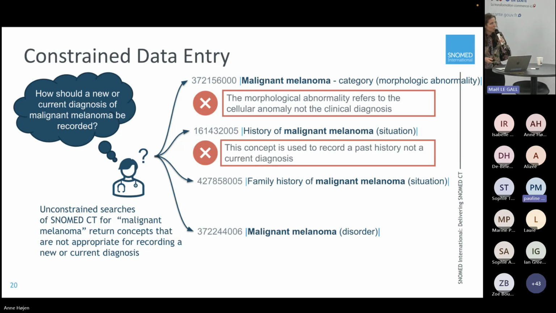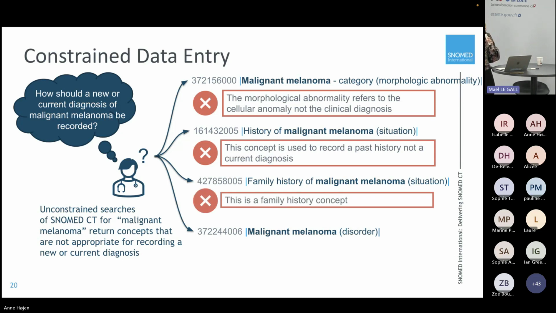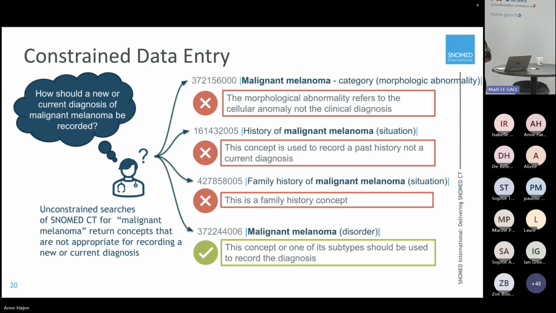History of malignant melanoma is not the concept we're looking for either, because this represents a past history and not a current diagnosis, so something that happened in the past. And again, with the family history, we're saying, well, it's someone, not the patient, it relates to someone in the family of the patient. And finally, we come down to malignant melanoma, a disorder, which would be an appropriate concept to use for a diagnosis. But then you probably also want a more precise concept saying what type of melanoma is it and what is the body site. And we also have those concepts in SNOMED.